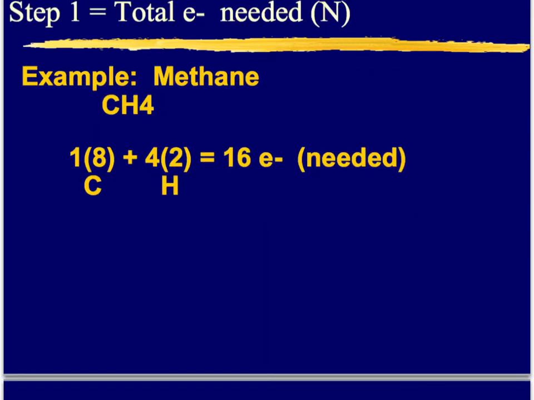So the example that we're going to use here is methane. Methane's chemical formula is CH4, 1 carbon and 4 hydrogens. The first step is to find the number of electrons that are needed. So we have 1 carbon, and carbon is going to need 8. Then we have 4 hydrogens, and remember hydrogen is only looking for 2. So when we add this up, 8 plus 8 gives us 16 electrons needed.